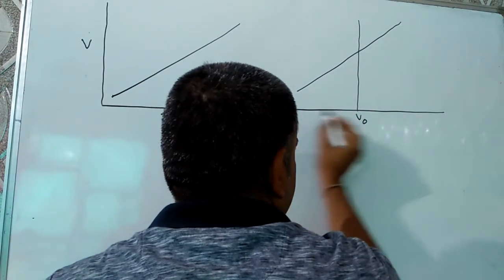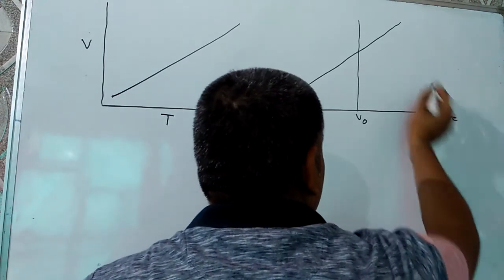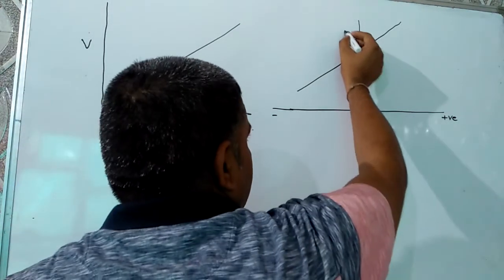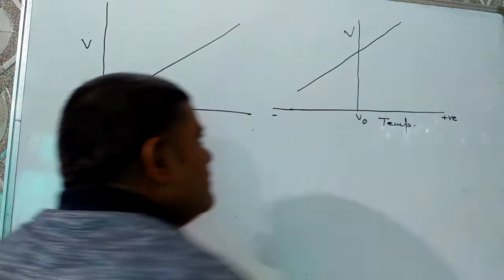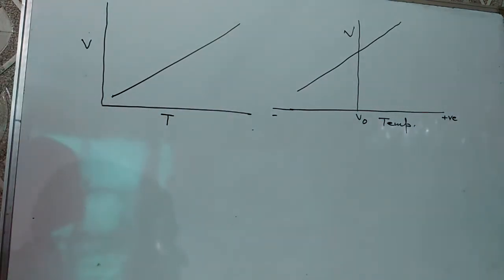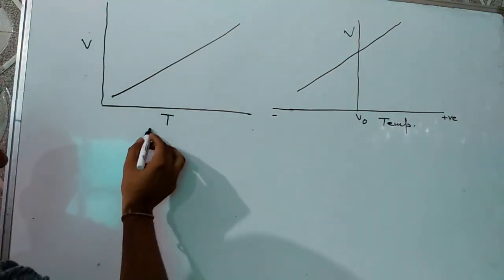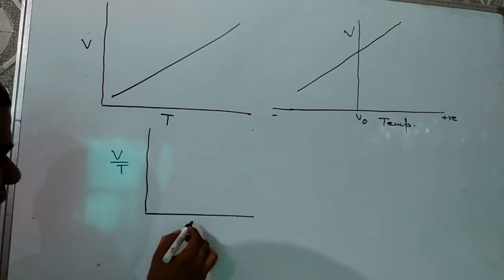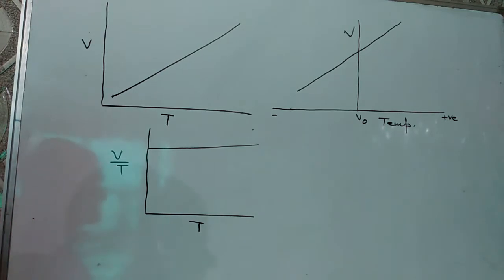Temperature on this side is negative, and on this side the temperature is positive. Here too the graph cannot touch. On this axis I have taken the volume, here I have taken the temperature. The volume can never be, the temperature can never be 0. And the last way we can plot it by plotting V by T over T. Then we will get a straight line parallel to x-axis.